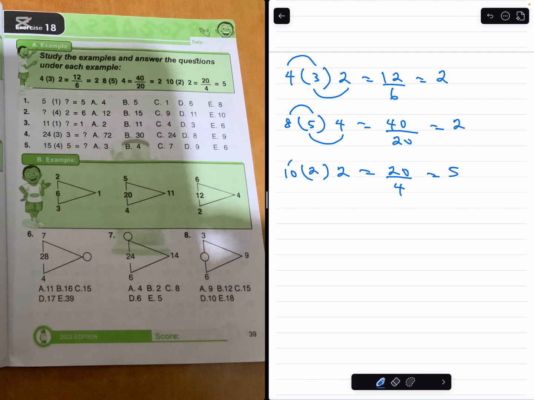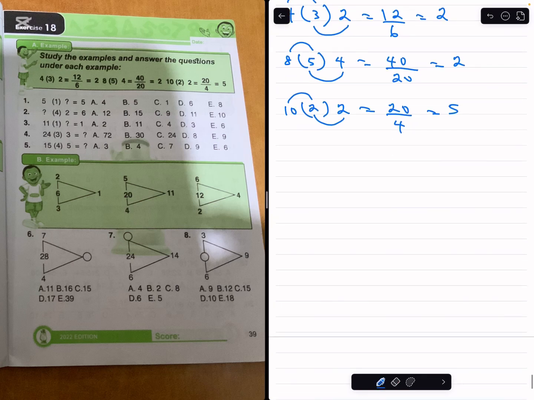Now to this one, 10 times 2 is 20, which is the numerator. 2 times 2 is 4, which is the denominator. And 20 divided by 4 is 5. So let's go to the question now.